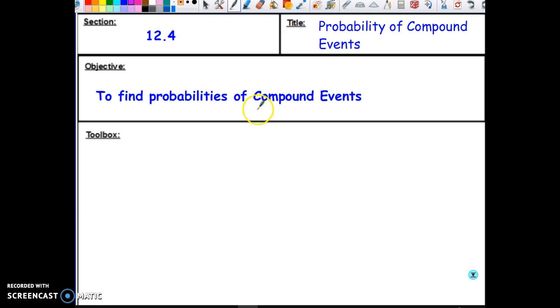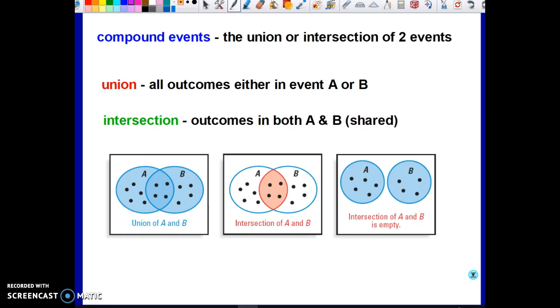And compound events are just when two or more events occur at the same time. Okay? Now, it's a union or intersection of two events. Now, a union is all outcomes in either event A or event B.